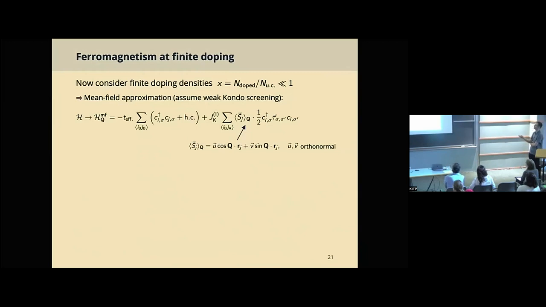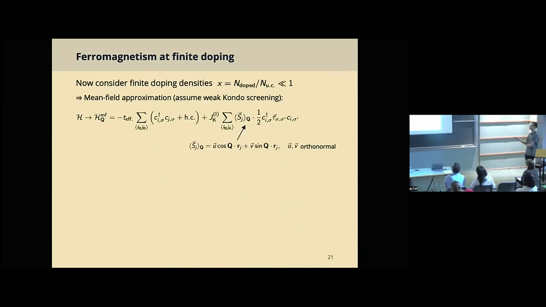So here we make a mean field approximation. So if we have a weak Kondo screening, I place these local moments in some classical magnetic order. Here, for simplicity, I'm assuming a single Q spiral state for the spins.